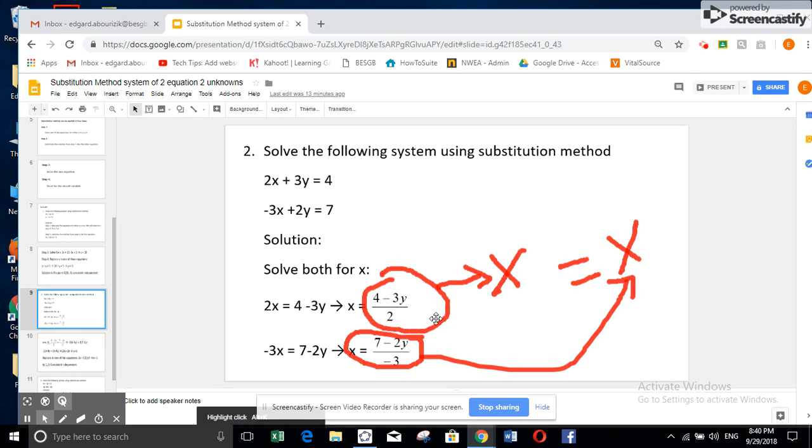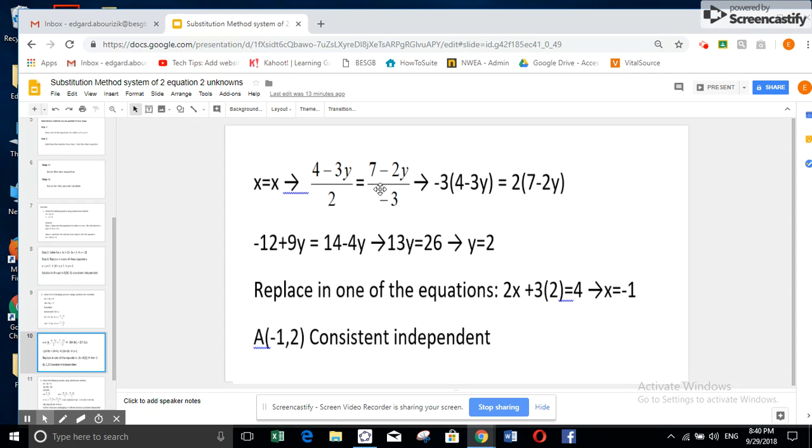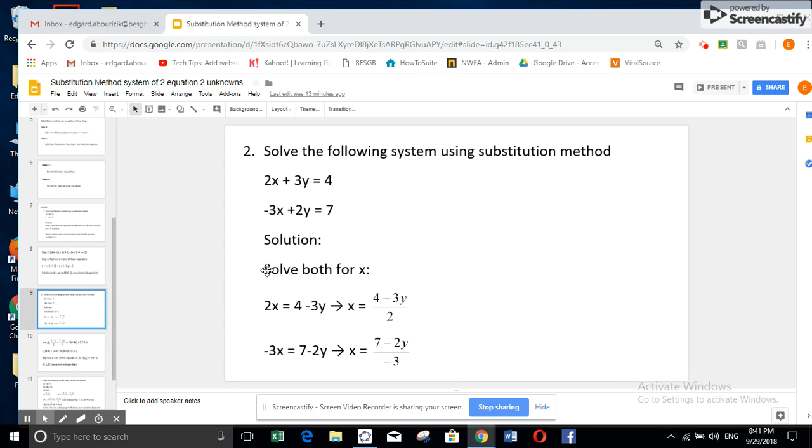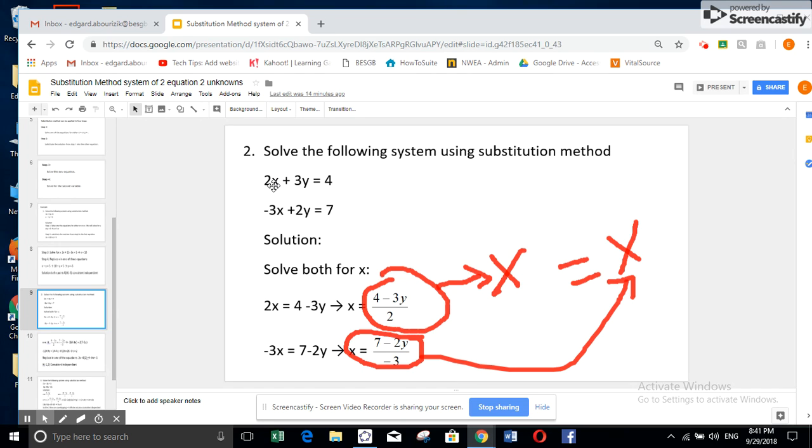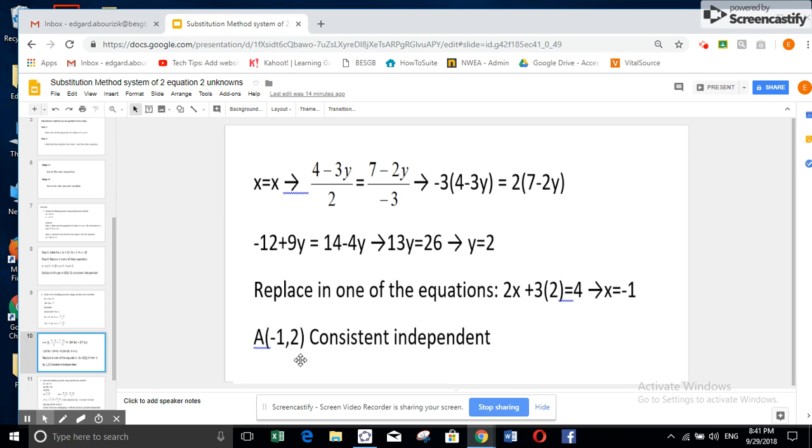If I equate the two, since x equals x, these two quantities are equal. So I do cross multiply: minus 3 into 4 minus 3y equals 2 into 7 minus 2y. I expand using the distributive property, and I get y equals 2. Now, since y equals 2, I replace it either here or here to get x. So 6 to the other side, minus 6. So minus 2 over 2, it is minus 1. So the point of intersection is minus 1, 2.